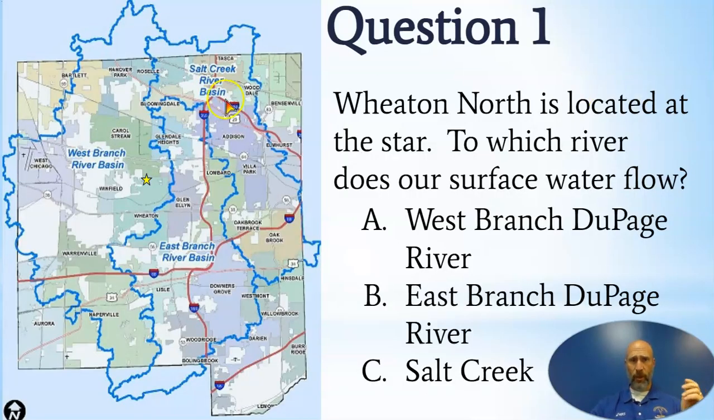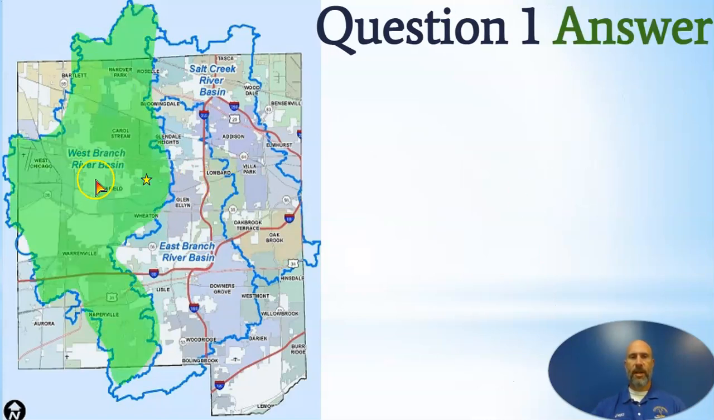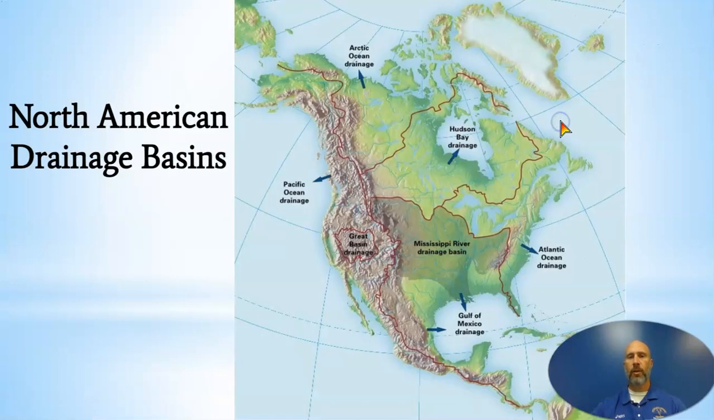Here's your first question. So here's a map showing DuPage County. Wheaton North is located at that star there. To which river does our surface water flow, which is our drainage basin? Okay, correct answer there would be the West Branch River Basin, right? Because that's where we are. The blue lines are showing the divides. So all of our water will flow to the West Branch.